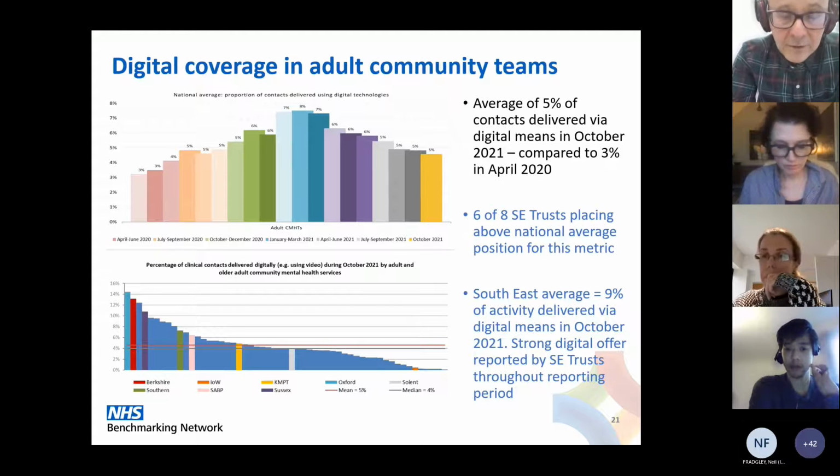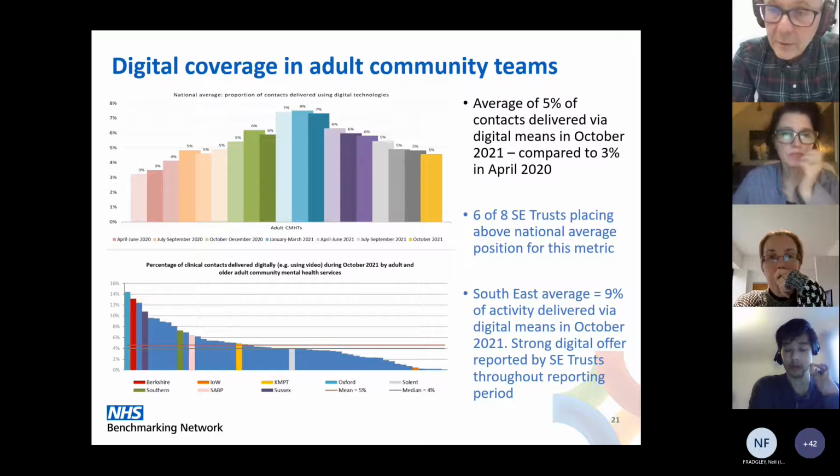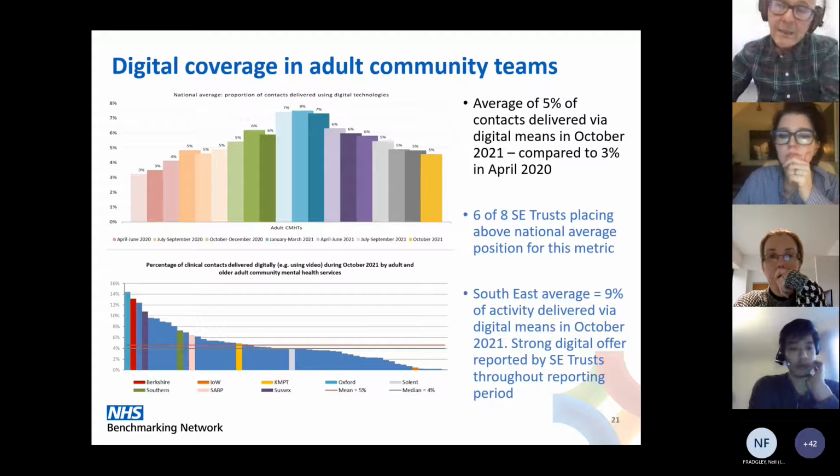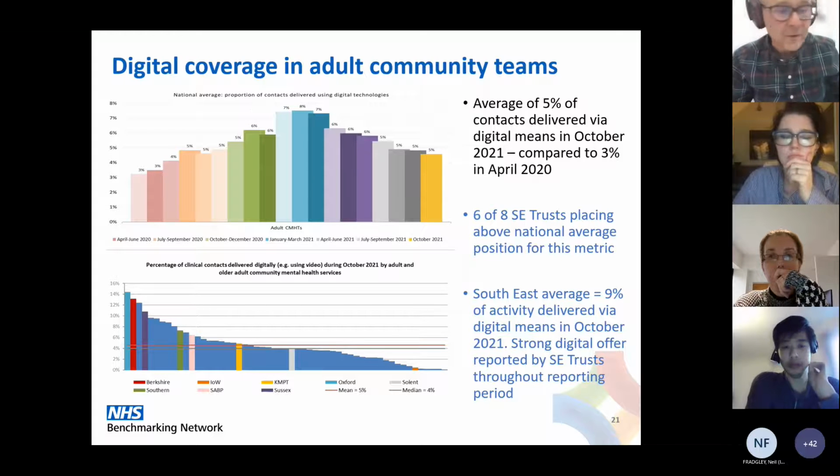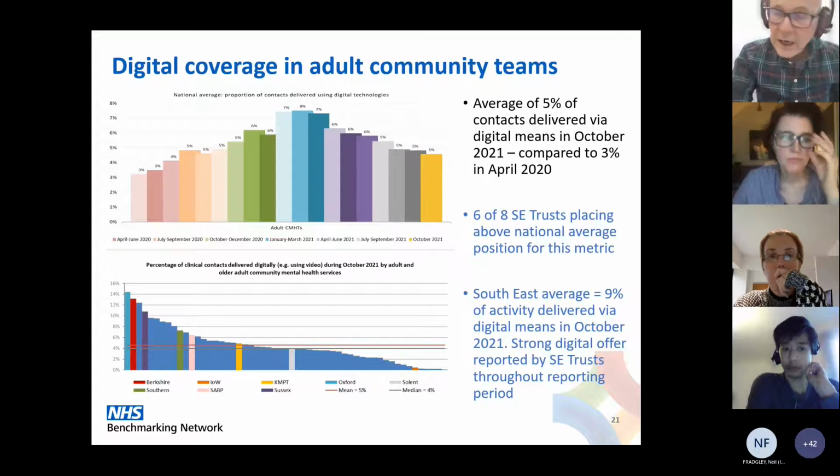And best in the country was Oxford Health, followed by Berkshire, followed by Sussex. So 3 of the top 4 places nationally were occupied by South East Trusts there. And we just had Isle of Wight actually that was reporting really low volumes. So the embracing innovation is something that's happened really strongly. Quick look at IAPT, Ellie.